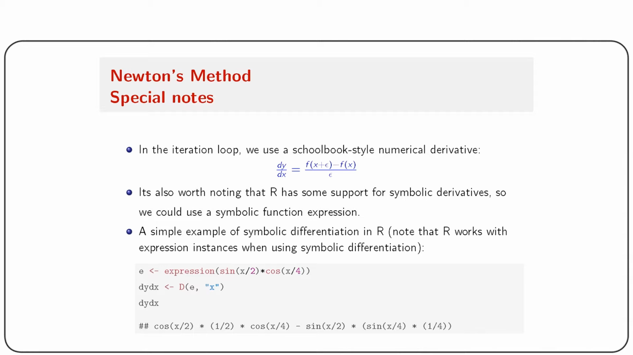Within capital D you pass the first argument as that expression, and the second argument, within double quotes, is the variable to differentiate with respect to, so you put x over here, and the result will be given here. If you just type dydx, you will get cos(x/2) times half times cos(x/4), minus sin(x/2) times sin(x/4) times 1/4, the derivative of that expression.